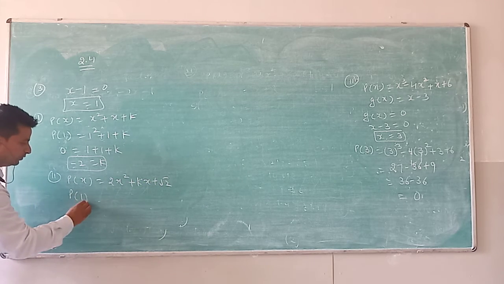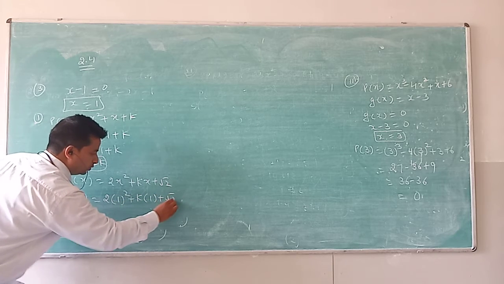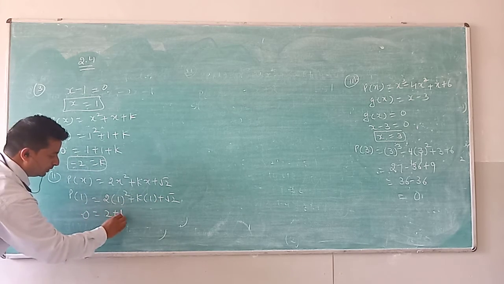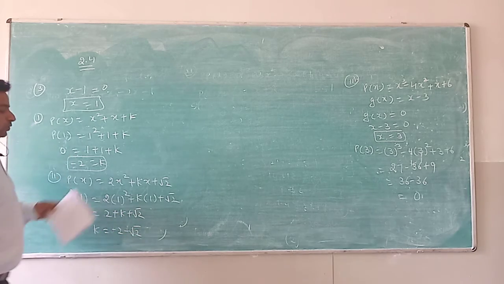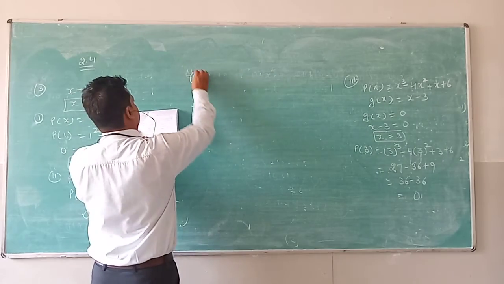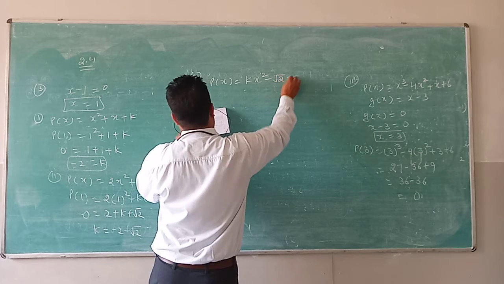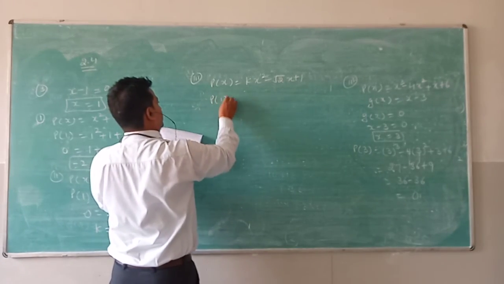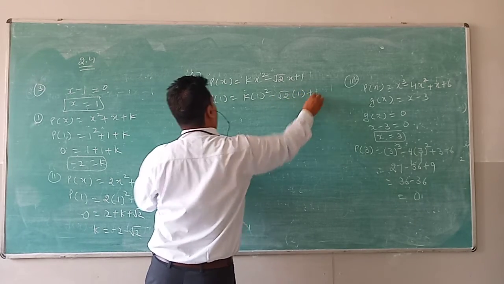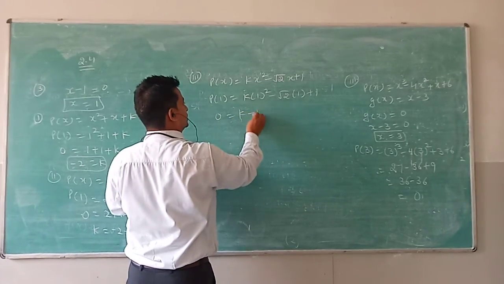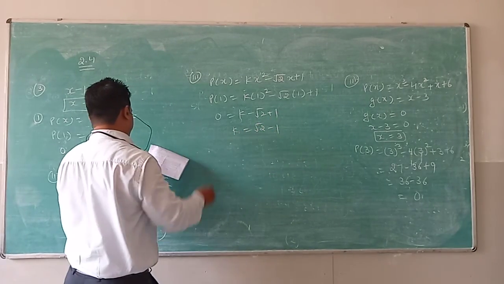In the second, p(x) is 2x square plus kx plus root 2. When we put x is equal to 1 here, 2 into 1 square plus k into 1 plus under root 2. p(1) is 0, 2 plus k plus root 2. So the value of k is minus 2 minus root 2. In the third, the polynomial is p(x) is kx square minus root 2 x plus 1. When we put x is equal to 1, this is k, root 2 into 1, plus 1. p(1) is 0. So this is root 2 minus 1 and the value of k is under root 2 minus 1.